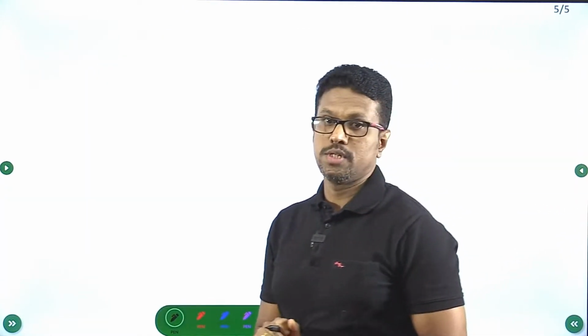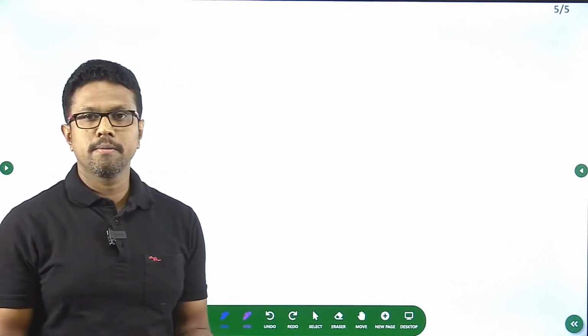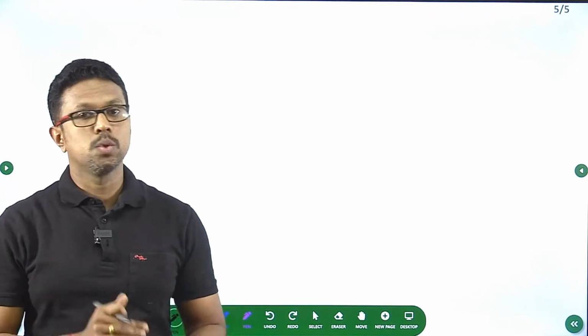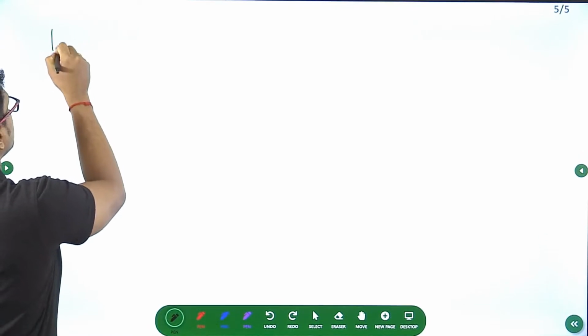The last one is the projection rule. Now the projection rule can also be done in a geometrical manner, and we can also do the projection rule by using the cosine rule. So we can do it both ways. So let us see the projection rule.